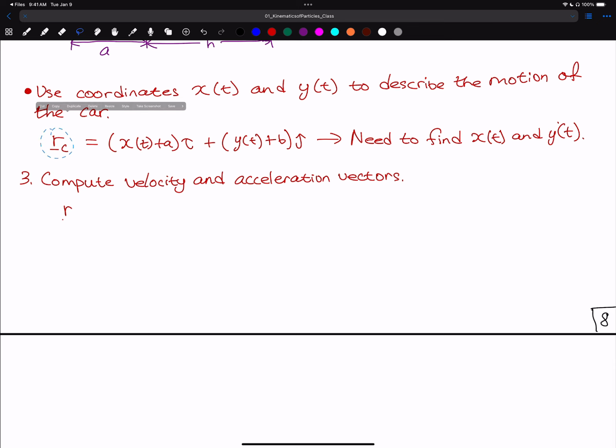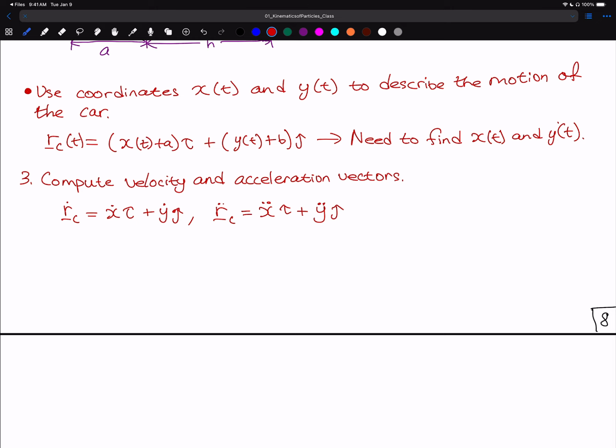In fact, let's go and add time here. We're going to drop the function notation here. We're going to get x dot in the I direction plus y dot in the j direction. And then for the acceleration vector, we're going to get x double dot in the I direction plus y double dot in the j direction.